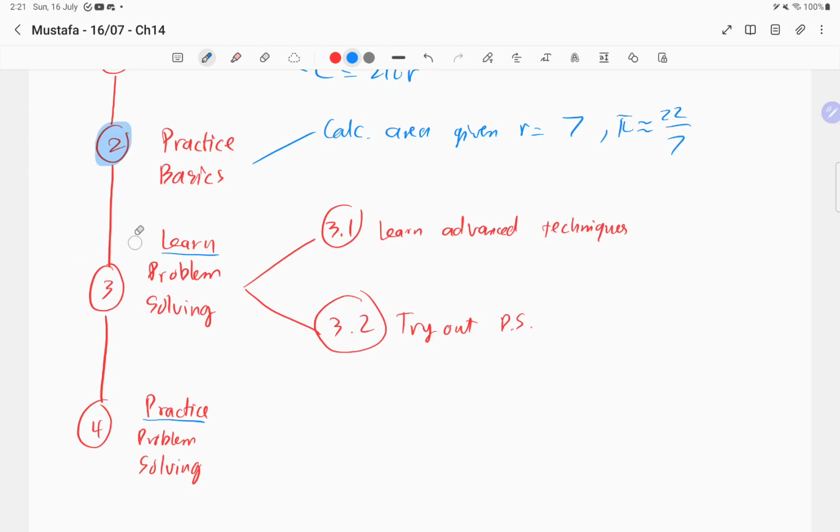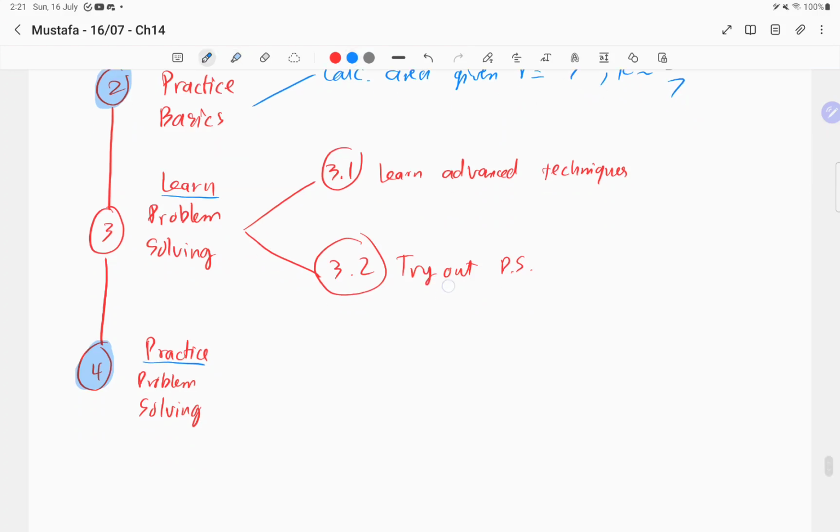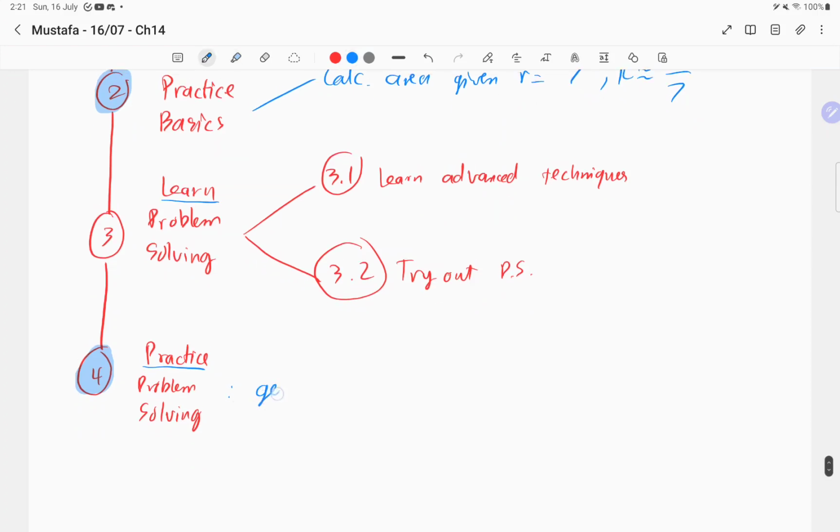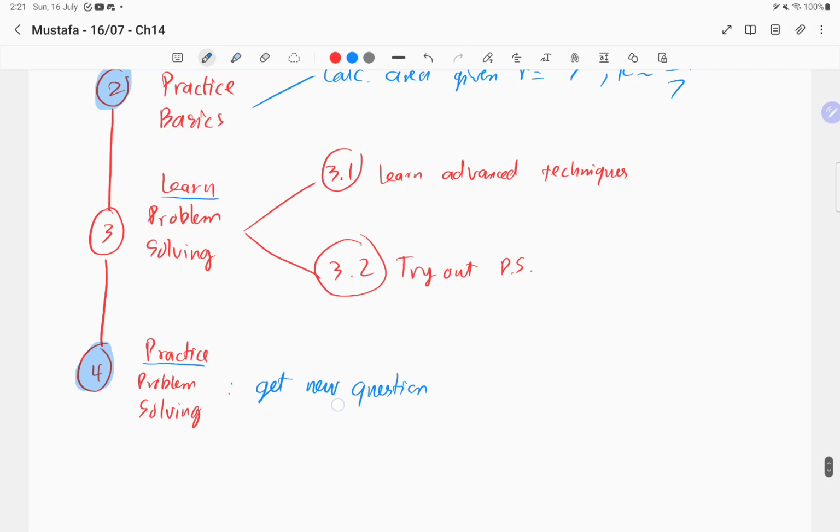The final step is number 4 here: practice problem solving. What do we mean by this? You get an entire new challenging problem solving question, and then attempt it, do it, and then check that you get the right answer. Until you can get to that step 4, you won't be able to do that exam.